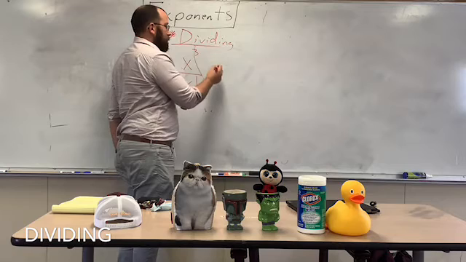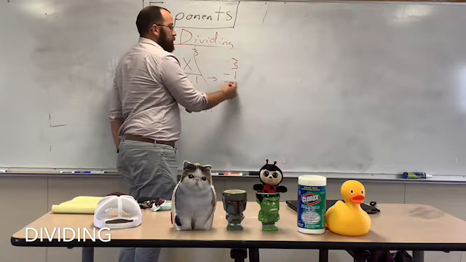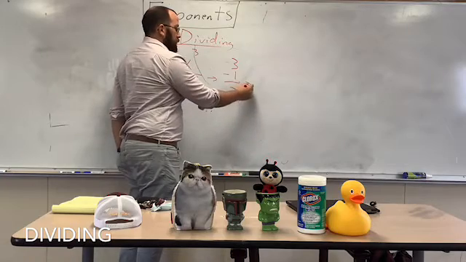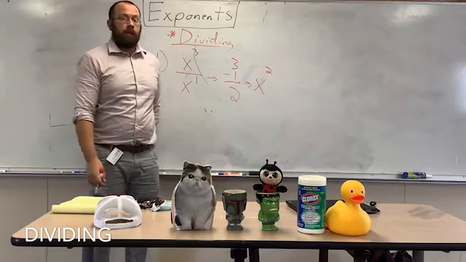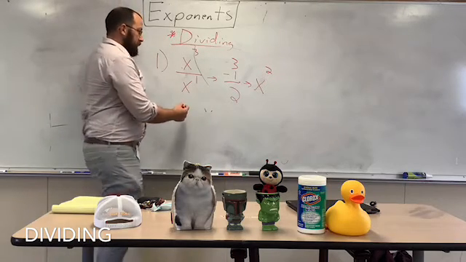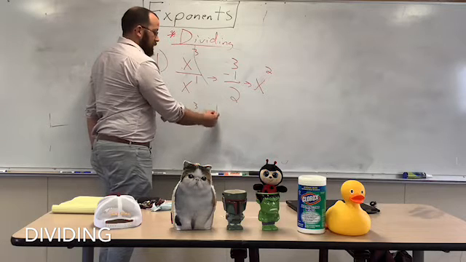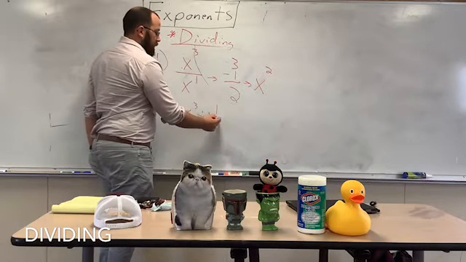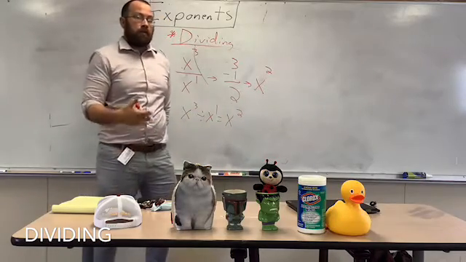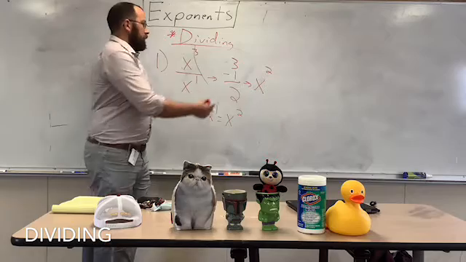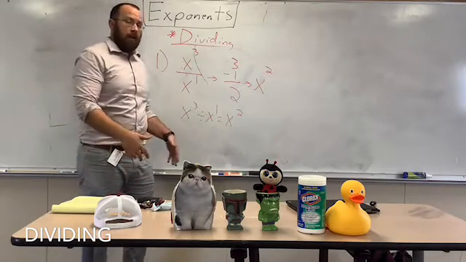So on top I have 3. So then that just becomes 3 minus 1 is 2. So my answer is x squared. The other way that you might see this written is x to the 3 divided by x to the first. That gives you the same thing, x squared. So when you divide exponents, you subtract the exponents. Right? Multiply, we added, divide, we subtracted.